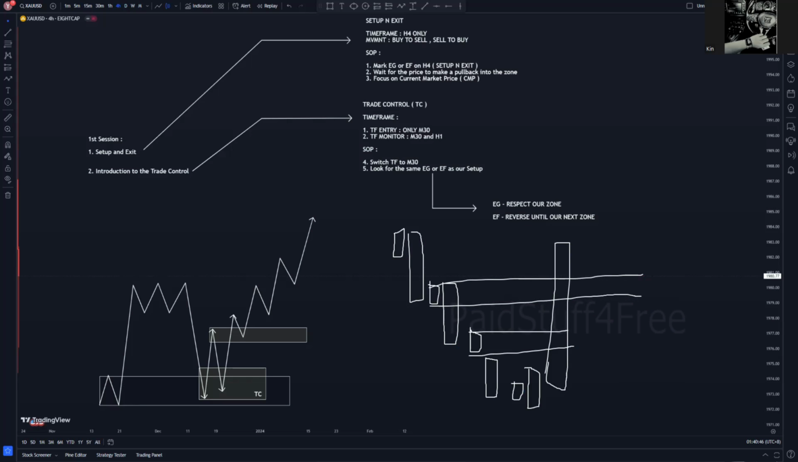So which zone are we going to use for entry? That is your question, right? Which zone are we going to use to enter? Is it this one or is it this one? Like that. That was your question.